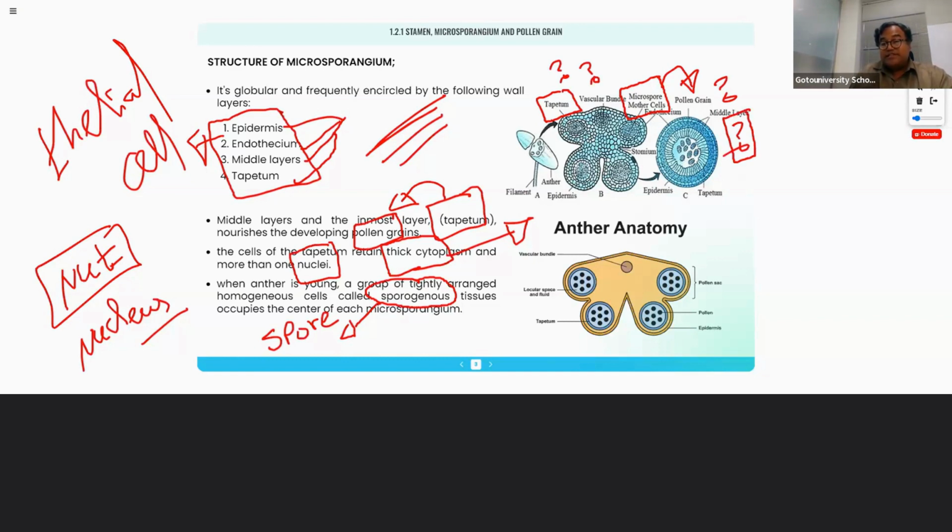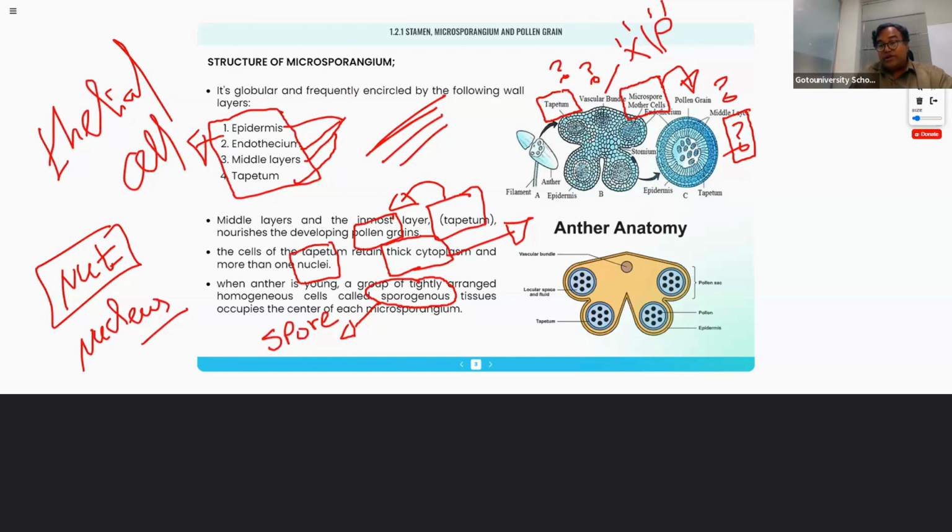The vascular bundle is made up of xylem and phloem. Why do we need xylem? For water circulation. Why do I need phloem? For food circulation. Okay. So like this, we need to ask questions for each and every word and we can understand.